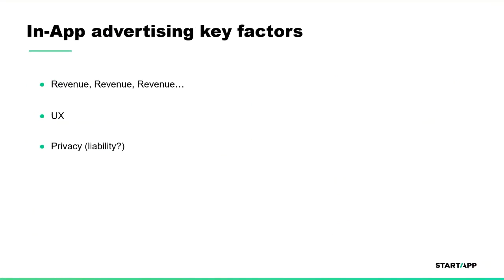And today, I think in 2018, for the first time, there is a new factor, privacy, I would even say liability. Which means basically the risk factor of presenting ads. And we all should take it into consideration while choosing the right partner and making the right steps in terms of providing data and signals. And let's move to the next slide.